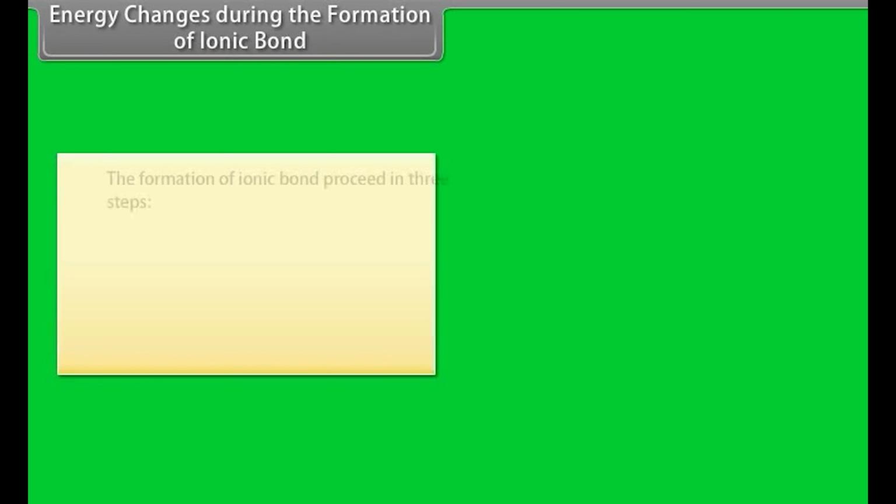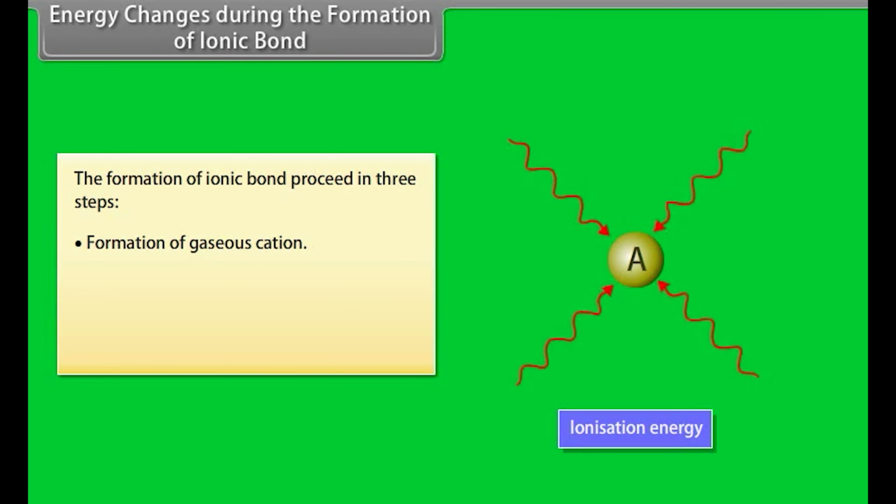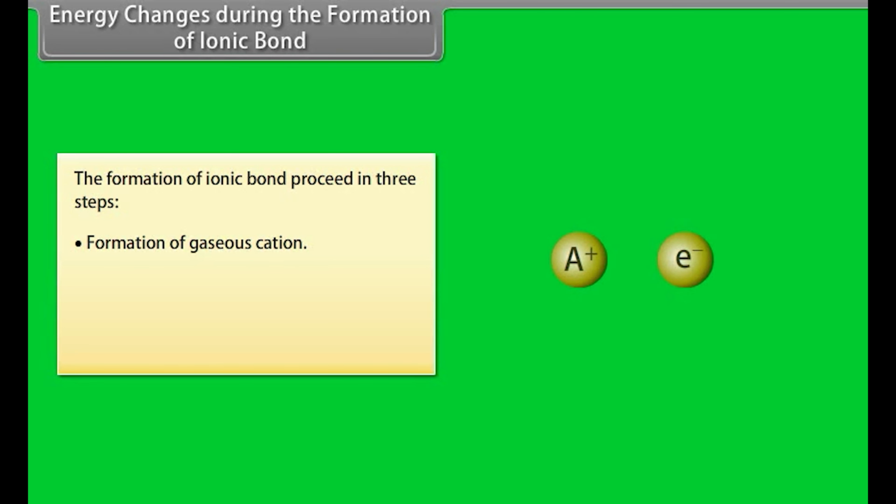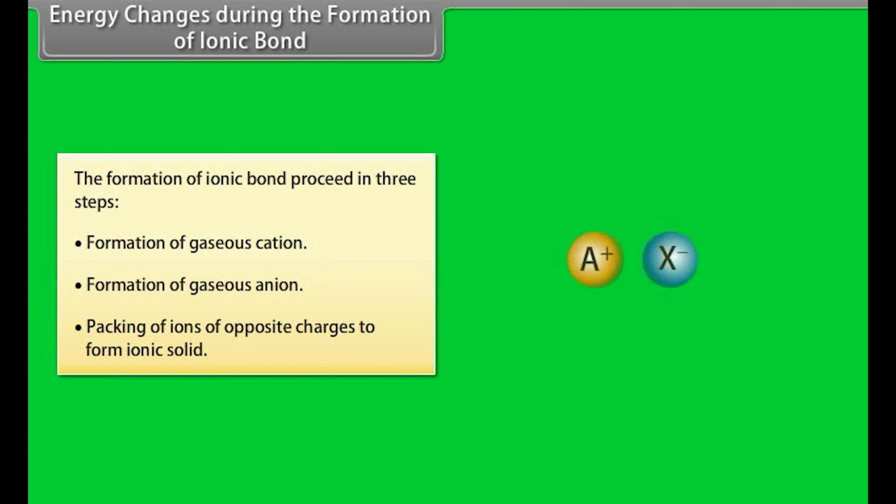Energy changes during the formation of ionic bond. The formation of ionic bond proceeds in the following 3 steps. Step first: formation of gaseous cation. The energy required for this step is called ionization energy. Step second: formation of gaseous anion. The energy released from this step is called electron affinity. Step third: packing of ions of opposite charges to form an ionic solid. The energy released in this step is called lattice energy.